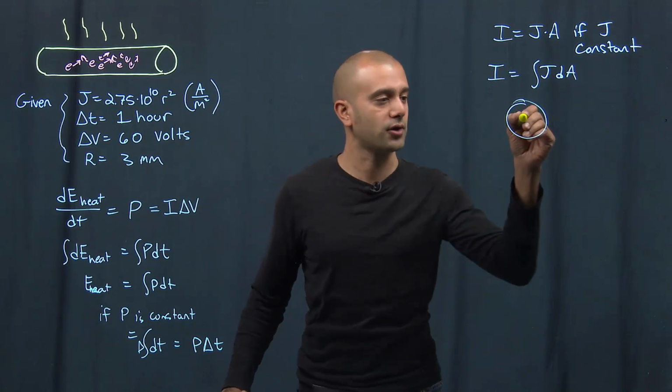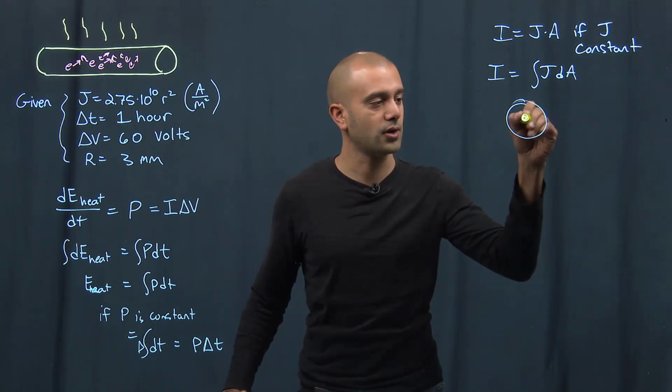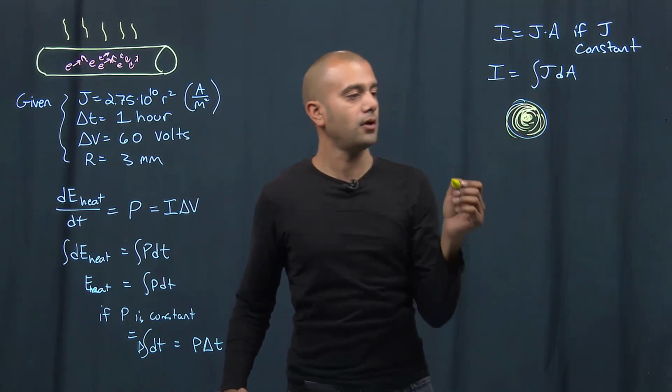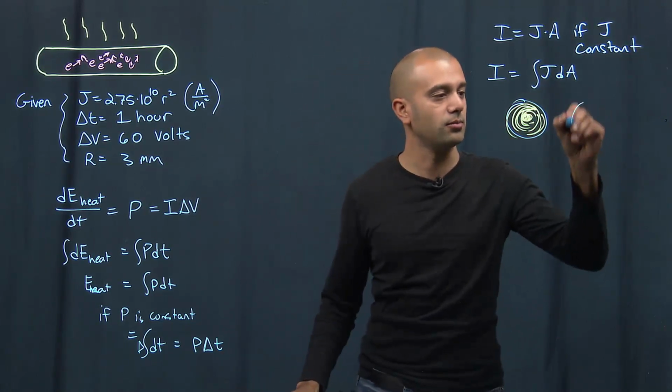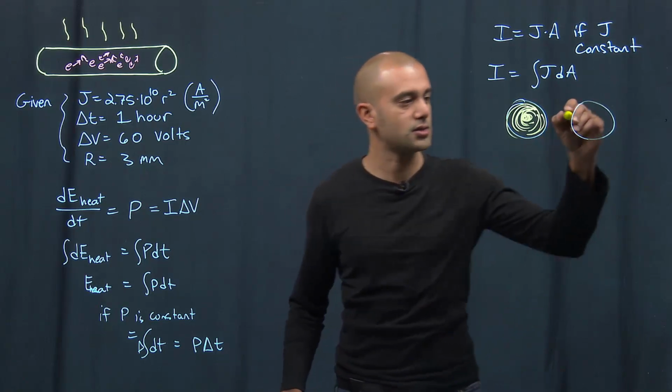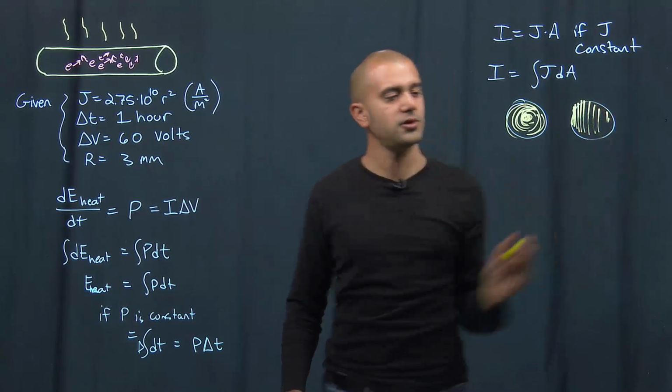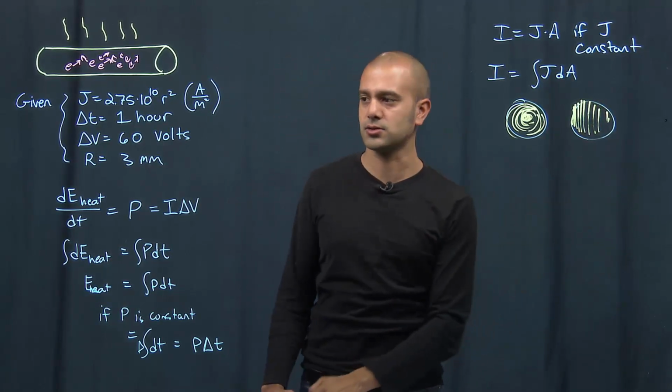For example, if the current density is high in the center, you would shade it like this and then space it out on the outside. On the other hand, if you think that the current density will be very high on the left-hand side versus the right-hand side, it would look like this. So do that real quick, and get a feel for what the current density looks like.